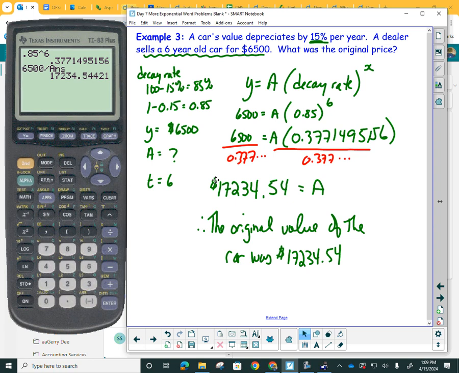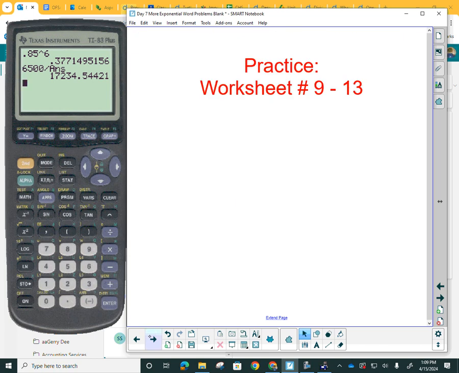Okay, so hopefully you can understand those questions and you've got a good sense of what's going on. Your practice then is on the worksheet, numbers 9 to 13, so it's on the same worksheet as yesterday. It's just the bottom questions at the bottom of that sheet. Good luck.